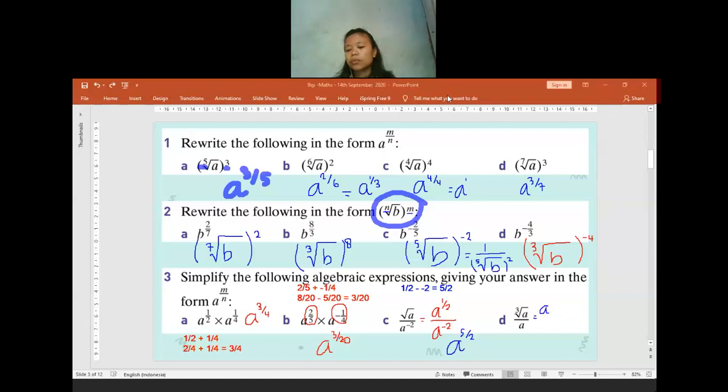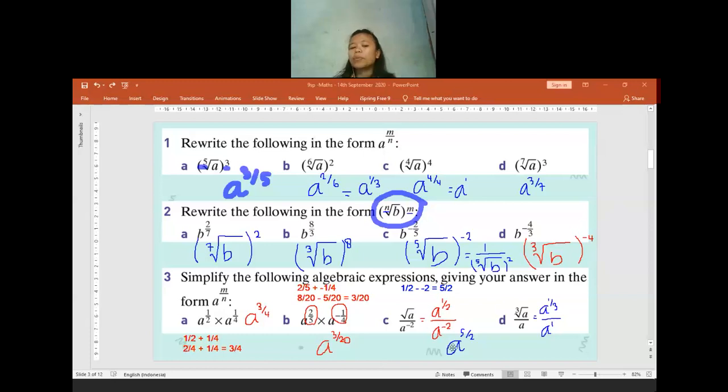A to the power of how many for cube root A? 1 by 3. Yes, it will be A to the power of 1 by 3. Is there anyone having any confusion? So for the A, it will stay as it is, A. If there is no power, it means we have a power of 1.